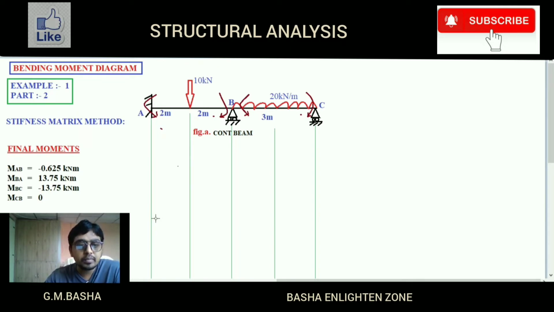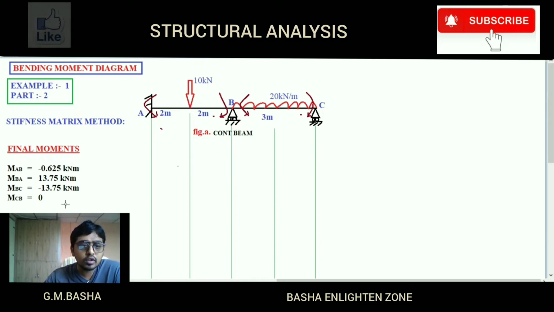In this lecture, I would like to show how to draw the bending moment diagram. This is the problem already solved in the last example 1 by using the stiffness matrix method. These are the final moments obtained by using the stiffness matrix method. I already explained clearly how to solve this problem by the stiffness matrix method.